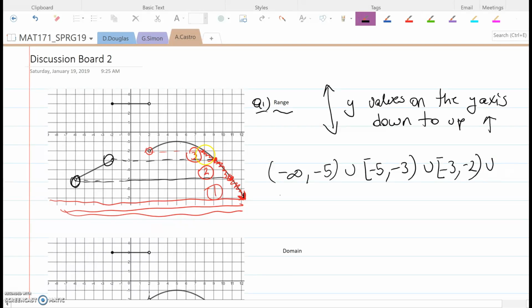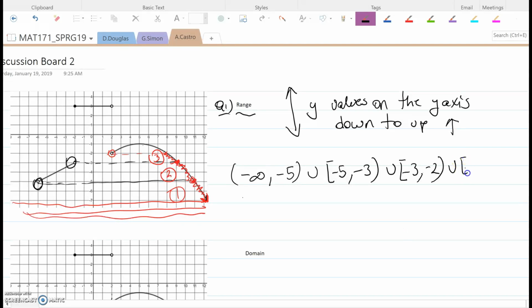Okay. And then from negative 2, I'm going to start with a bracket again, because f of 2 is not negative 2. However, f of 8 is negative 2. So negative 2 is an attainable value for a function. So then I will be going till negative 1, which will be my section 4. And negative 1 is a closed value, so it will be a bracket.